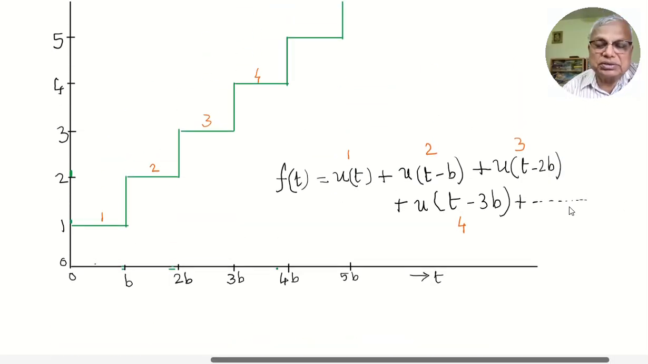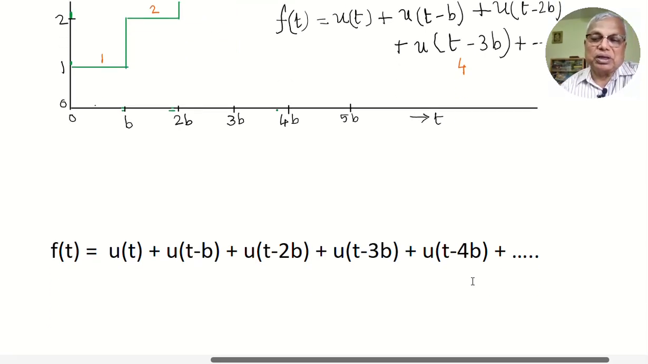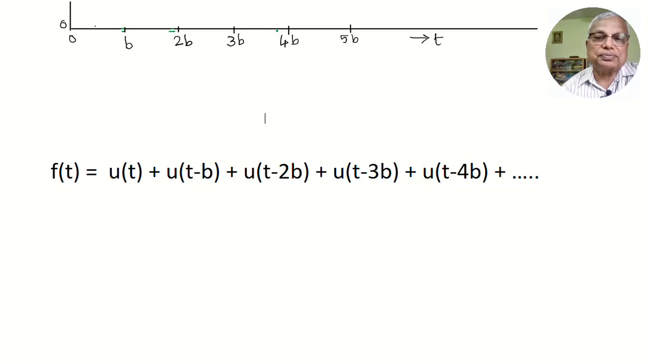I have written the same equation here: f of t equals u of t plus u of t minus b plus u of t minus 2b plus u of t minus 3b plus u of t minus 4b, etc. It goes on. You can write as many as you want. It's a series. Here I stopped with t minus 3b, here I added t minus 4b. You can keep on adding t minus 5b and so on. Now let us find out the Laplace transform of this. So take the Laplace transform.